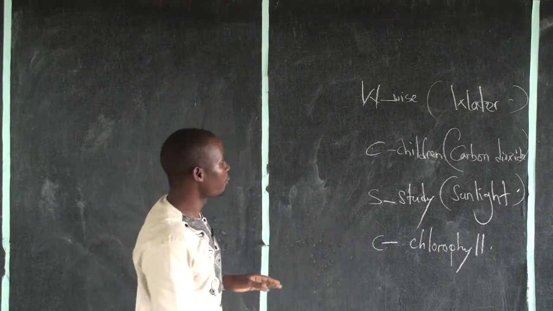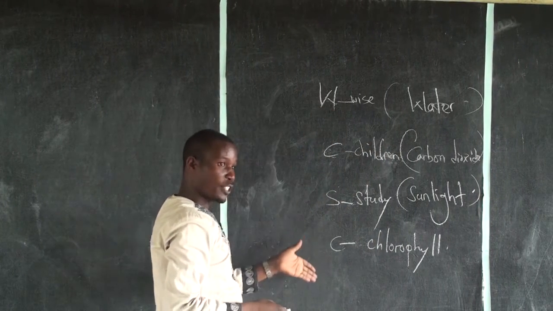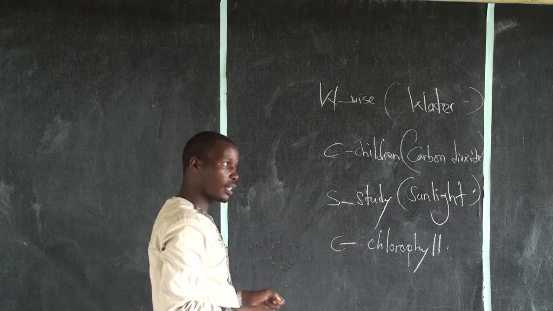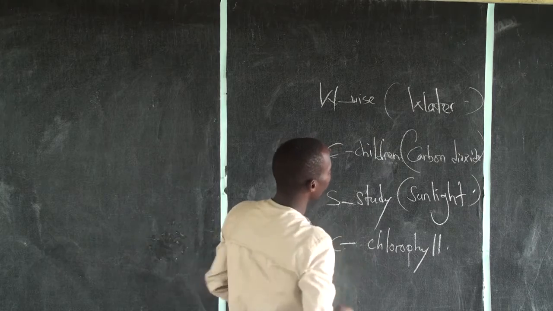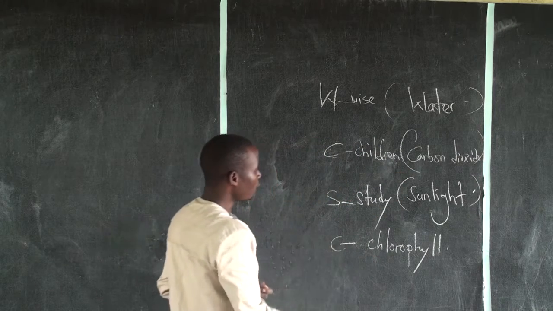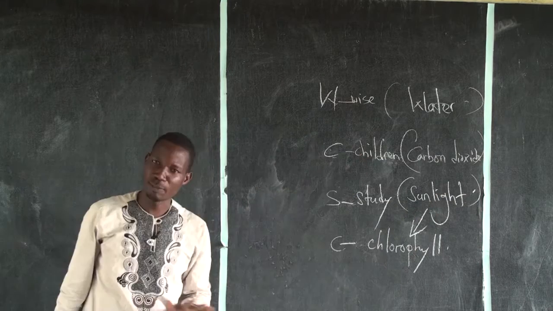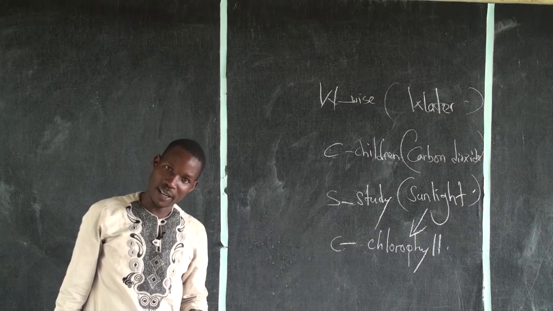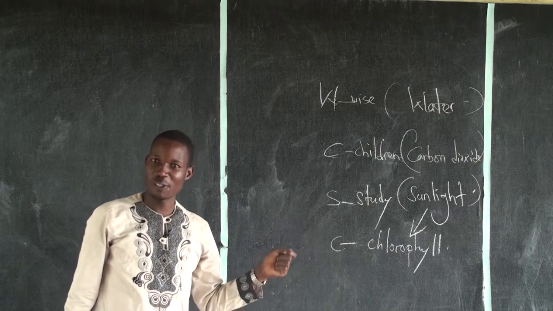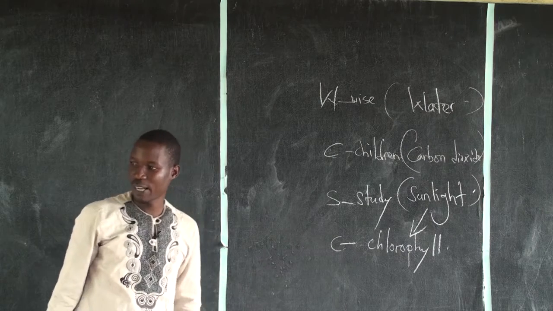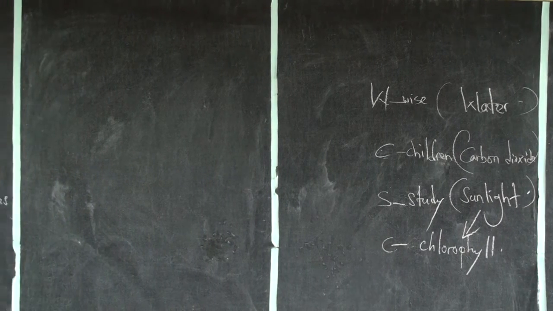This is free for you, to guide you, please. Wise children study chlorophyll. From wise, we have water. The second point will be carbon dioxide. The third one, from study, will be sunlight. And lastly, chlorophyll. Please, my pupils and candidates in my class, just keep that one with yourself. So I think we can now move ahead.